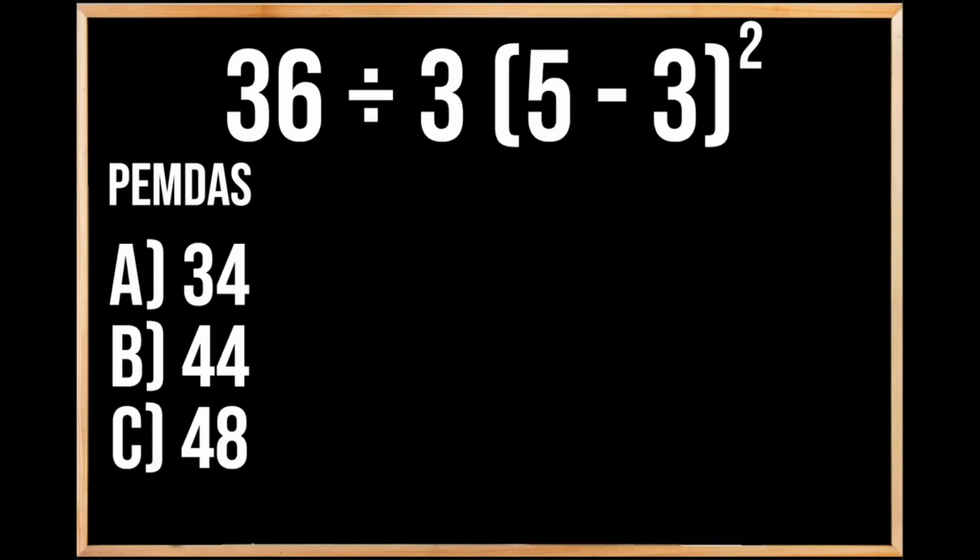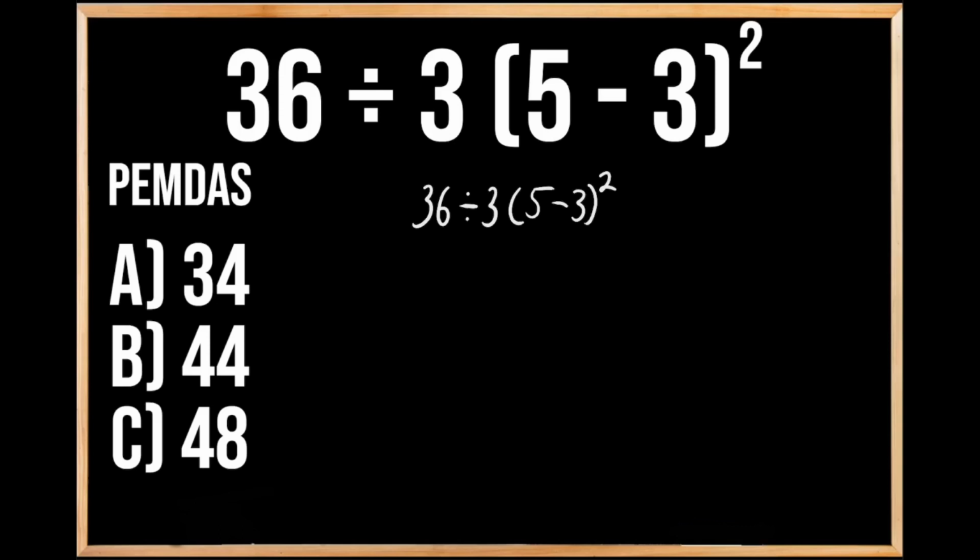Can you solve this algebra problem? Because most will get this wrong. The first thing we're going to do is rewrite this problem down below. So we have 36 divided by 3, parentheses, 5 minus 3, and parentheses, squared.